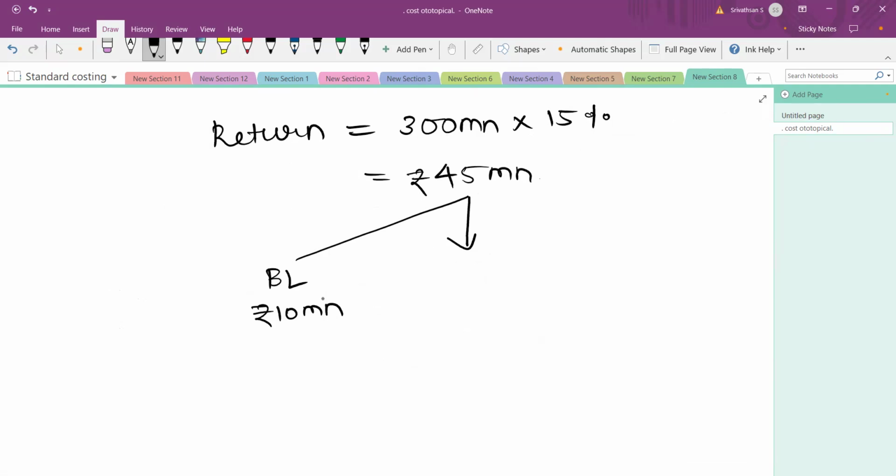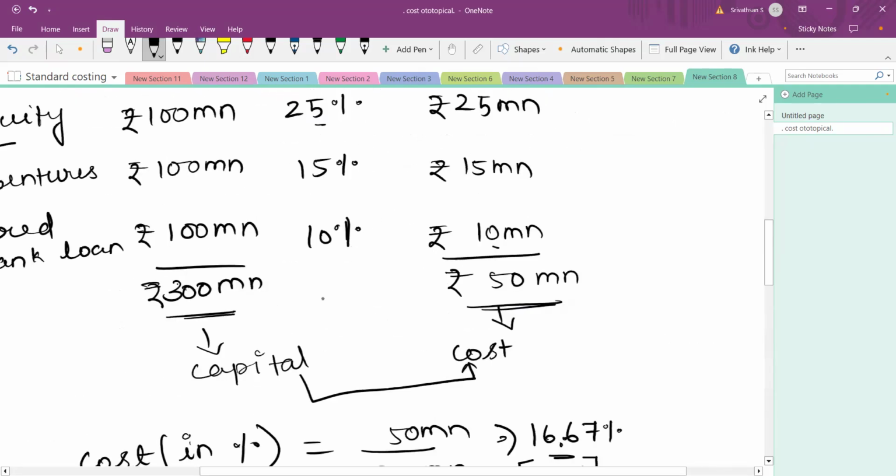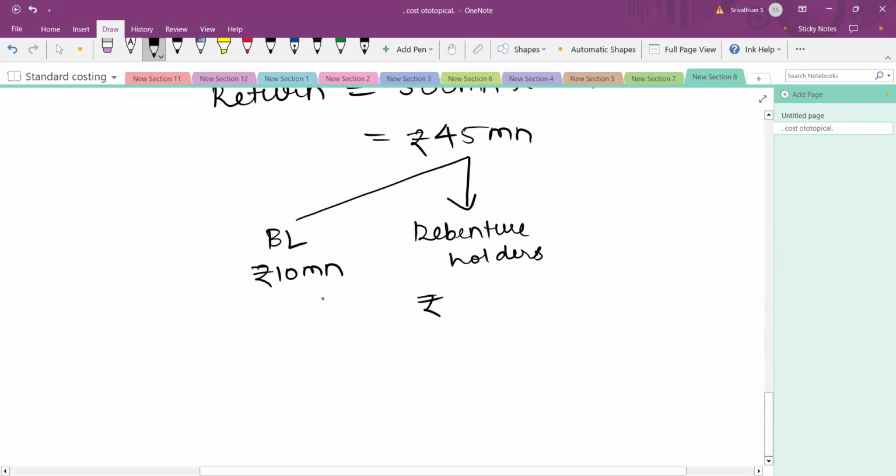Out of that 35 million, secondly, the company will pay to the debenture holders. So what is the expectation of the debenture holders? It is 15 million. So initially we had 45, we paid 10 million to the bank loan.